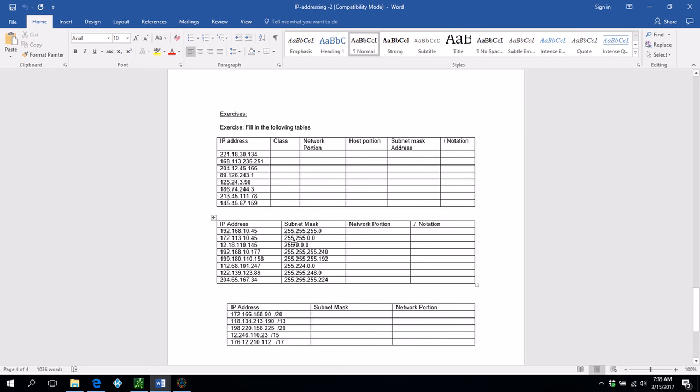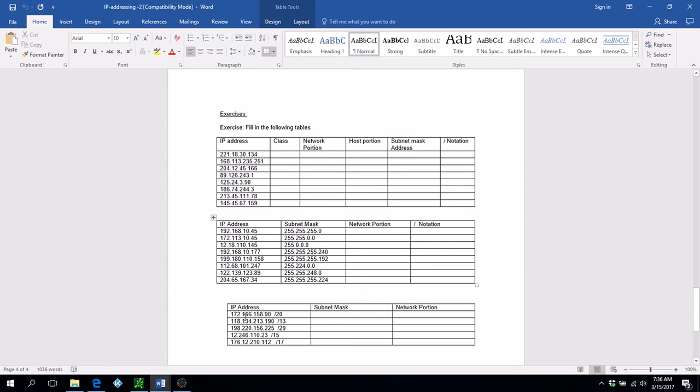Here you do ANDing. So take this number, AND it with this number, find out what the network portion is, and then slash notation means I want the mask written in slash notation. For example, this is slash 24. This one is slash 16. This one, for example, the fourth one down here, is slash 24, and 240 has four ones. So 24 plus 4, that's 28, slash 28, and so on.